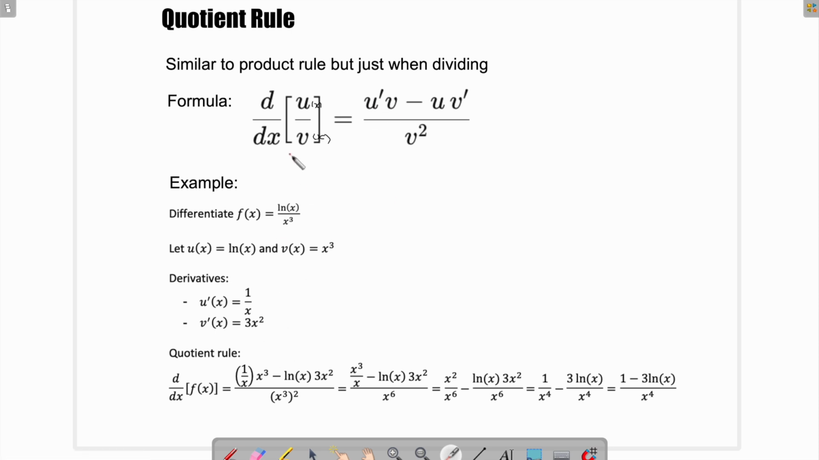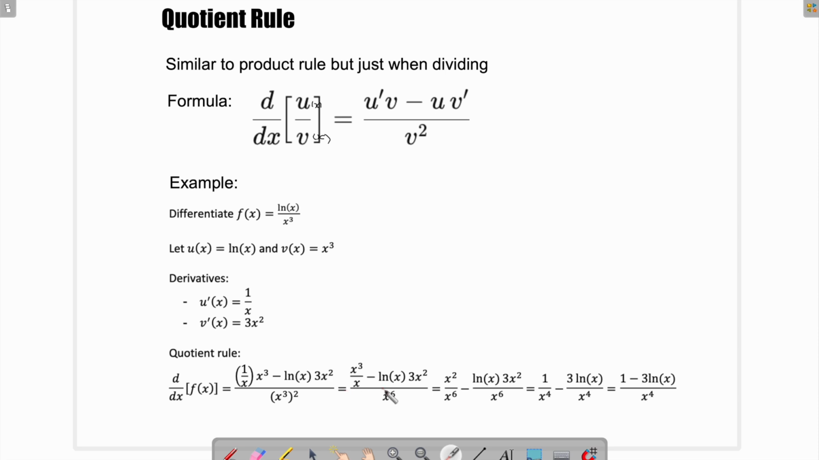So now let's plug this all in to find the derivative. The derivative of f of x, as can be seen here, is u dash of x, which is 1 over x, times the initial function of v, which is x cubed. So 1 over x times x cubed, we minus, this time instead of plussing, the original function of u, which is ln of x, times the derivative of v, which is 3x squared, and then all over v squared, so x cubed squared.